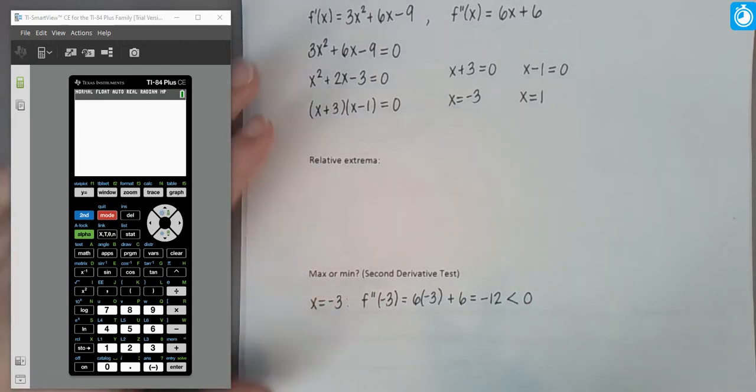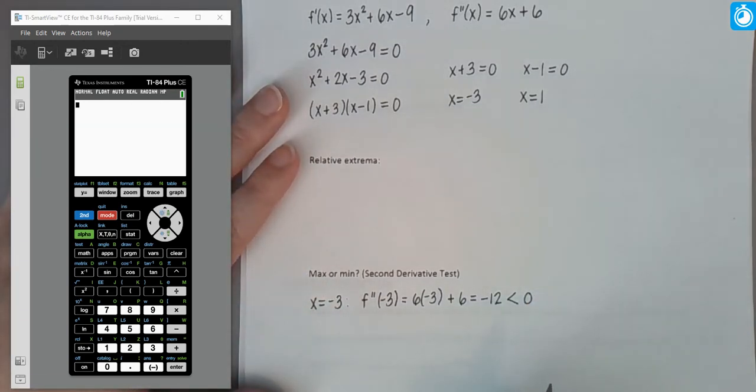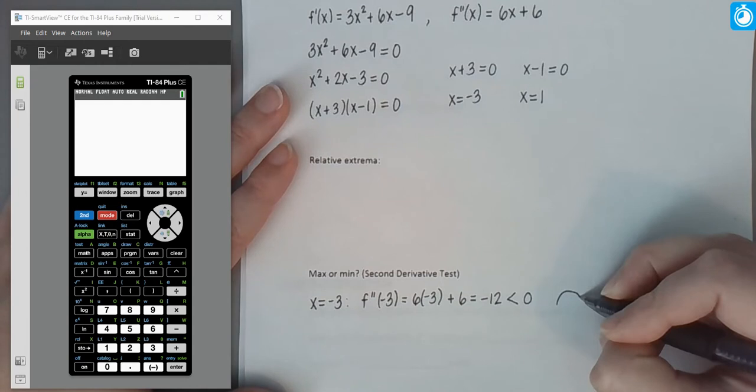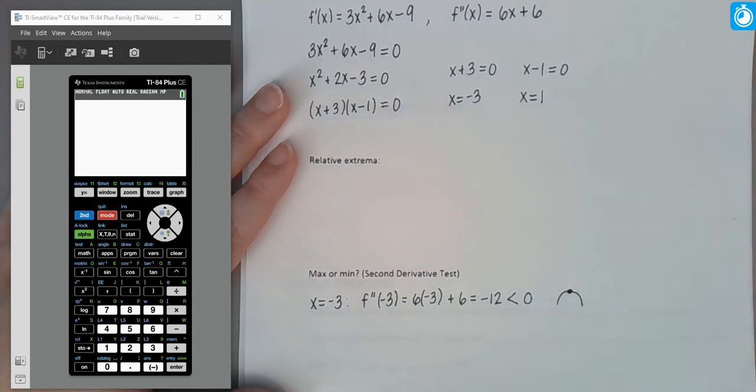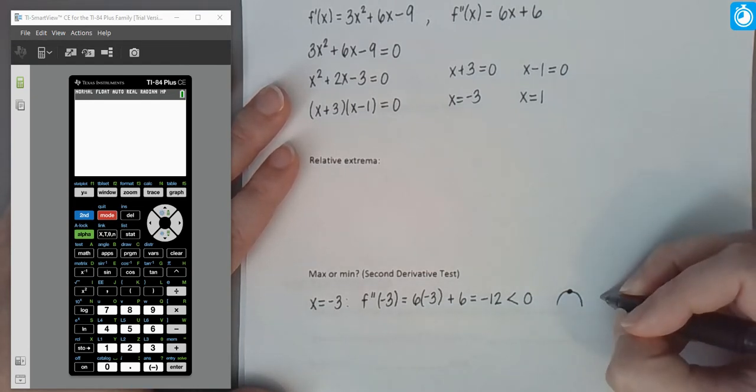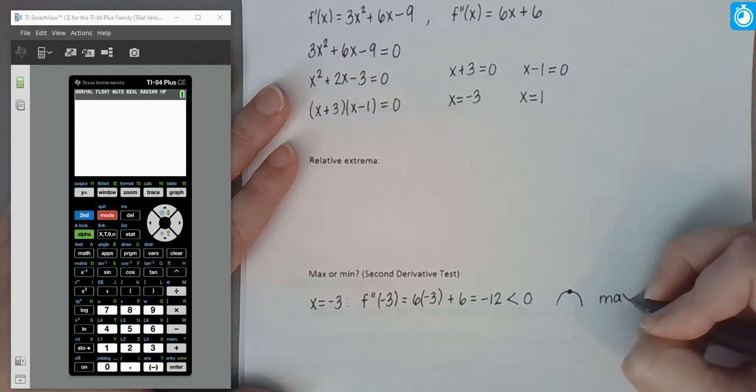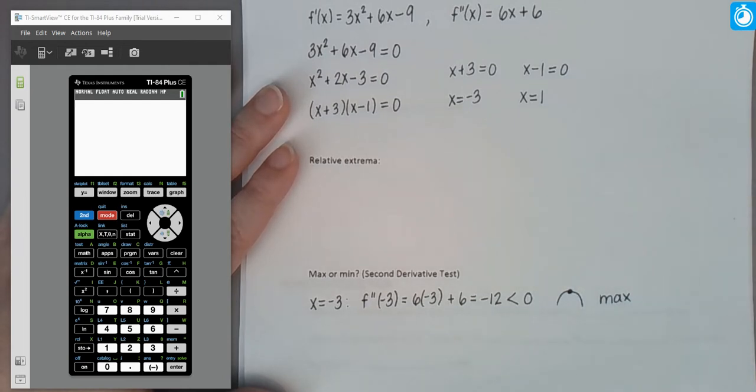Well, if we have a negative second derivative, negative means concave down. Down is down like a frown. So that means at this location, at this critical value, our graph is going to have a shape like this. So if our graph is shaped like this at this particular value of x, which is again a critical value, a possible location for a maximum or minimum, that means that this critical value represents the location for a maximum.